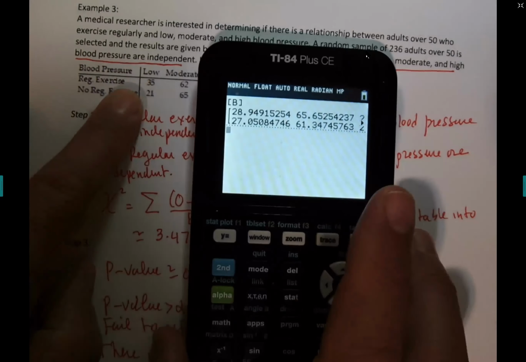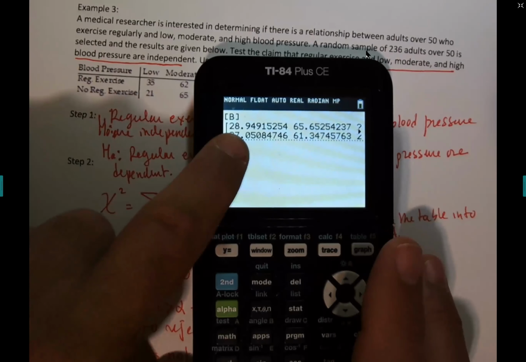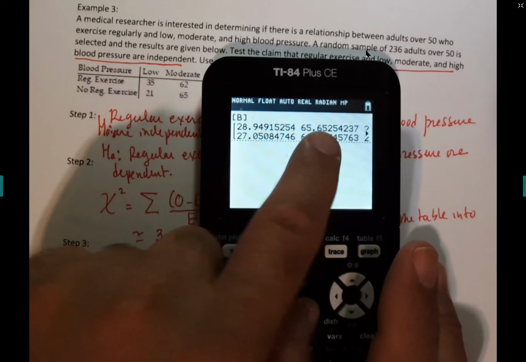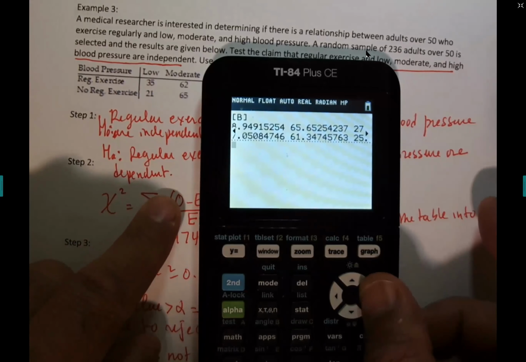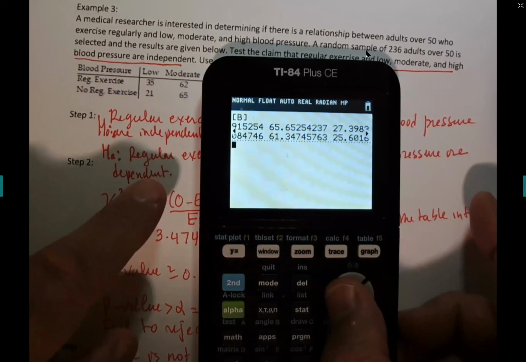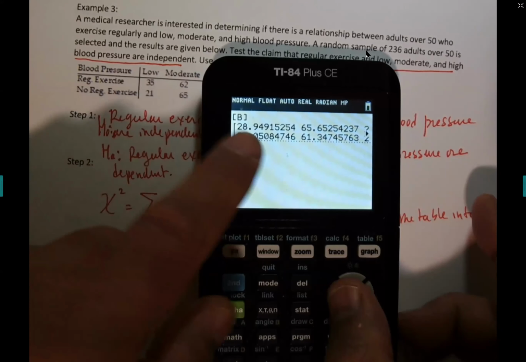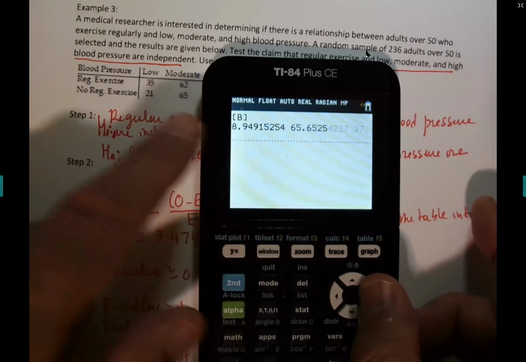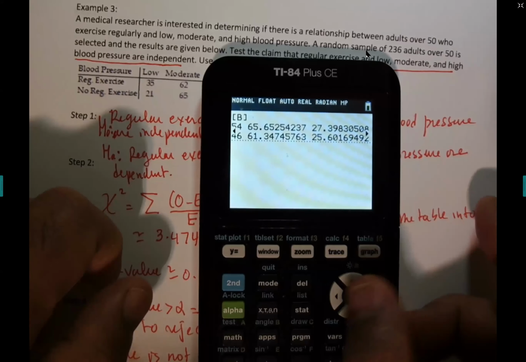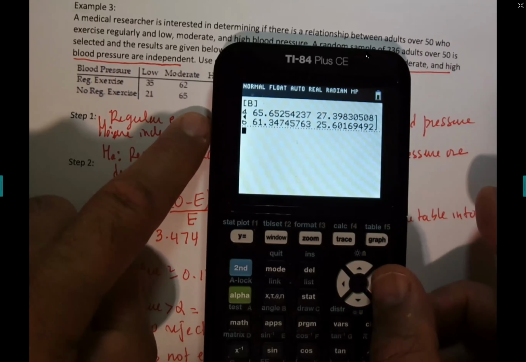So for the 35, I have a 28.9. For the 62, I have the next one, 65.6, the expected value. And look, the next one is 27.39. And then scroll back and forth. For 21, the expected value is 27.05. Calculator did all of that. 61, and then for 28, the expected value is 25.6.